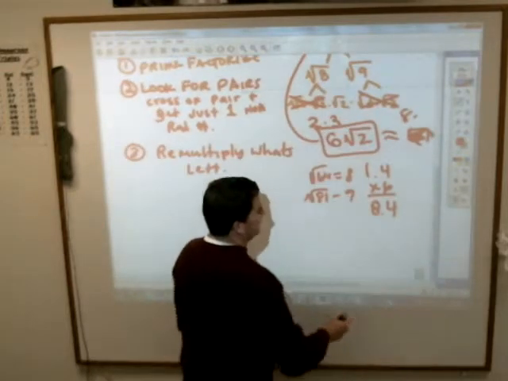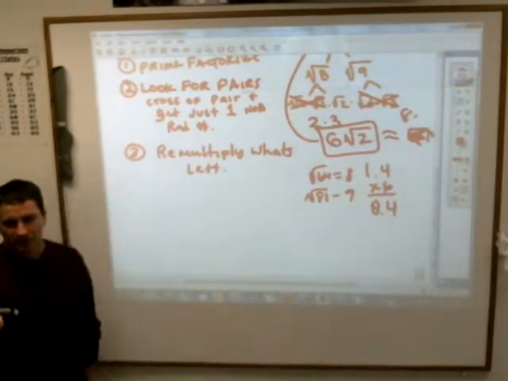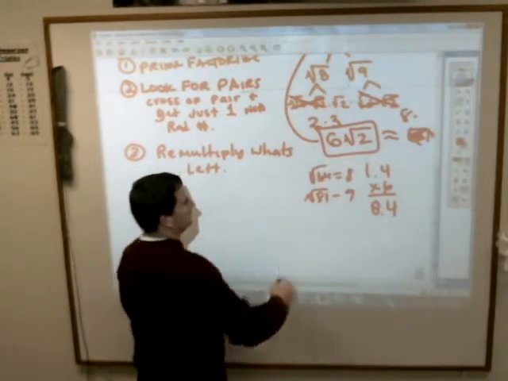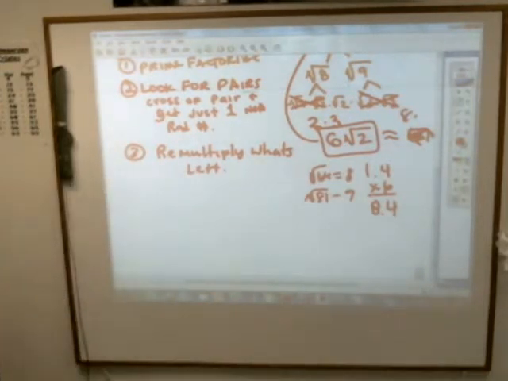Now, what happens, who was saying that? You were saying that too? So the answer is 6 times the square root of 2. That is in its simplified form, right here. That's as much as you can really do.